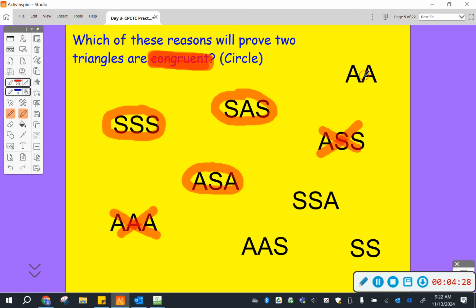What about AA? We didn't talk about it. So is it? If it only has two things, it doesn't work. All right. What about SSA? No. Why not? Isn't that the bad word just backwards? Yeah. No. What about SS? No. Why? It's only two. And then what about AAS? Yes. So these four, it's actually missing one. Does anybody know which one's missing? HL. HL is congruent, and so that one is missing.